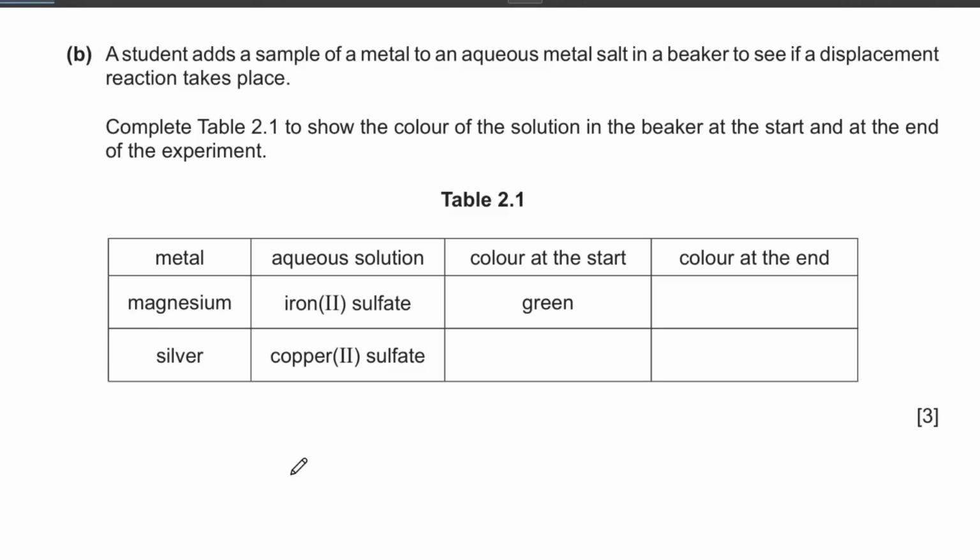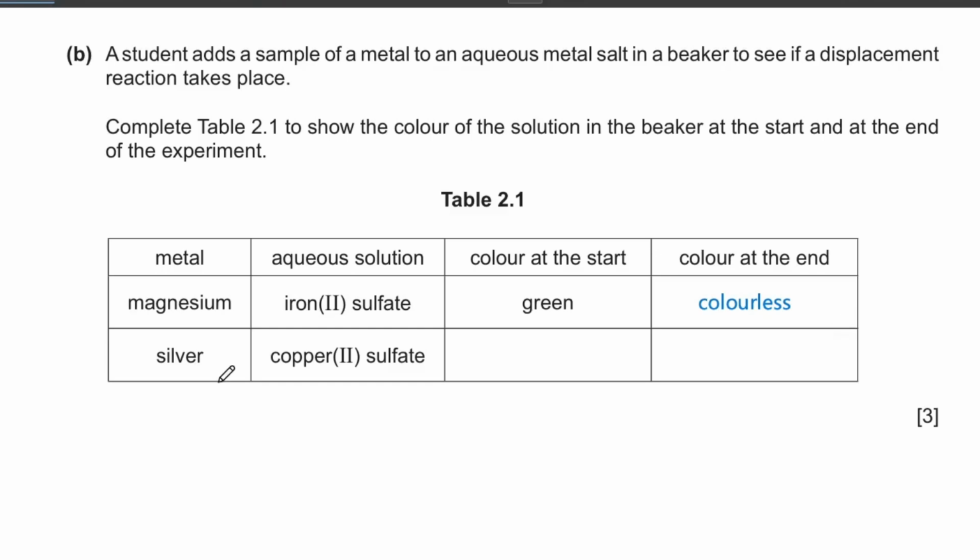So that means if there is a color change, a reaction took place, and if there is none, the reaction did not take place. First one, we have magnesium added to aqueous iron 3 sulfate. At the start it is green, the color at the end is going to be colorless. And the reason is because magnesium displaces iron, so iron is removed from the solution.